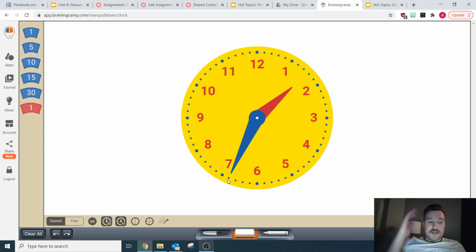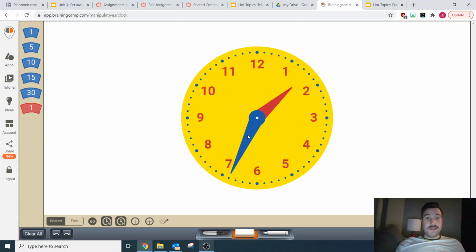So as you're looking at this, it's 1:34. Now, AM or PM: AM is anything before 12 noon, and PM is anything after 12 noon and before 12 a.m. or midnight.